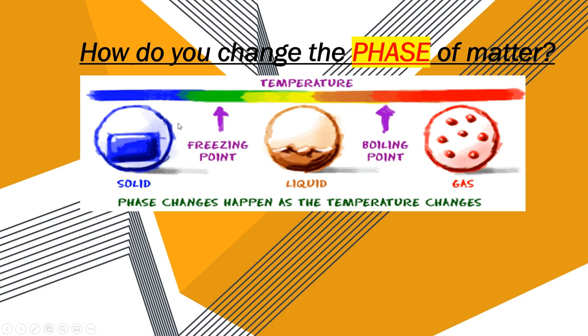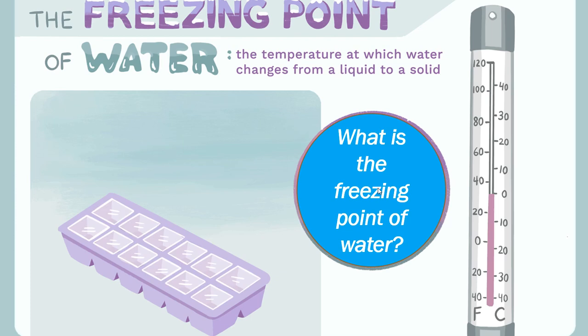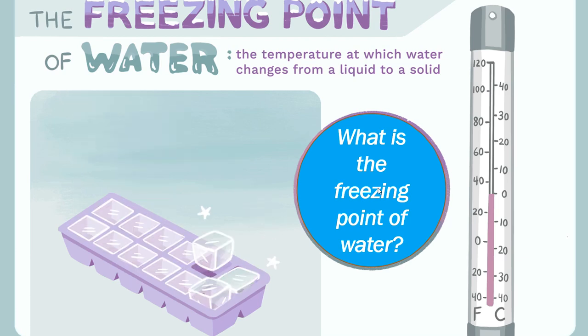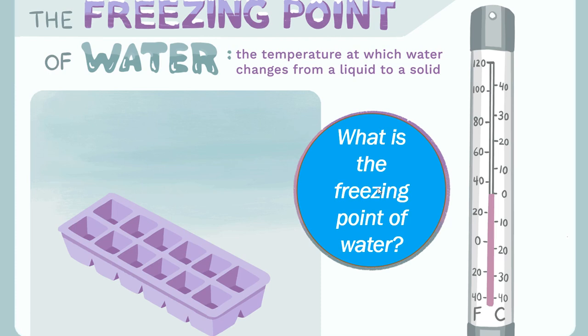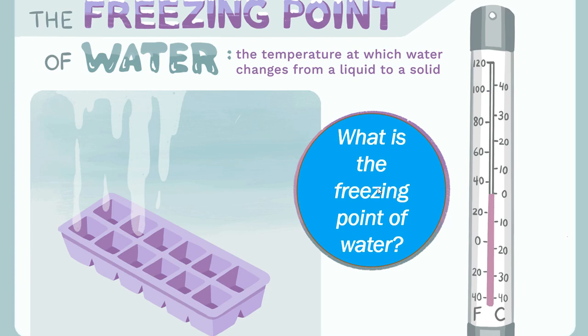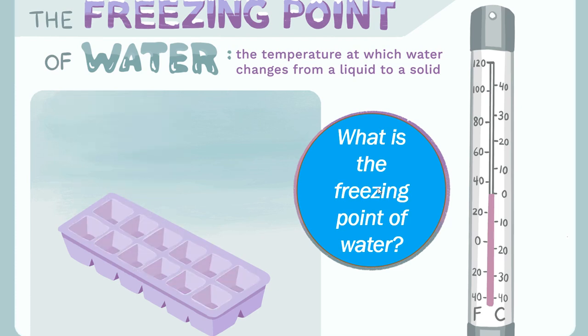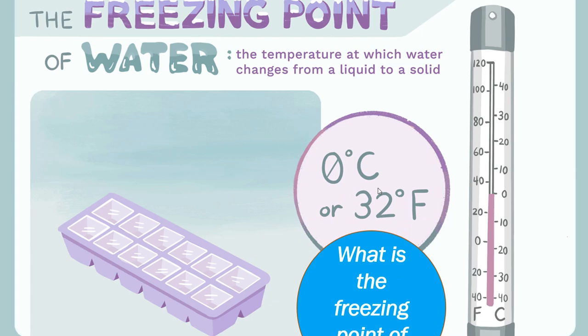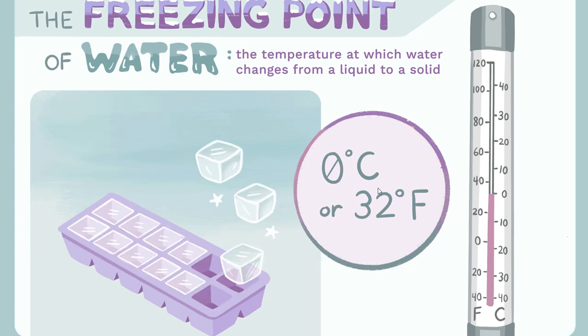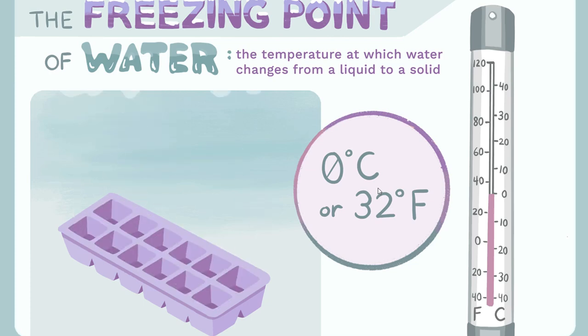When the temperature changes, you're going to get a freezing point and you will get a boiling point. So the freezing point of water, that means the temperature at which water changes from a liquid to a solid. Now, we talked about this in class. Turn and talk to yourself and say, self, what is the freezing point of water? And I have given you a clue, and in the picture, you see it going from a liquid to a solid. 0 degrees Celsius or 32 degrees Fahrenheit. That is the freezing point of water.